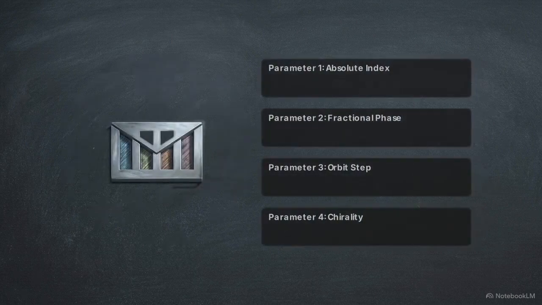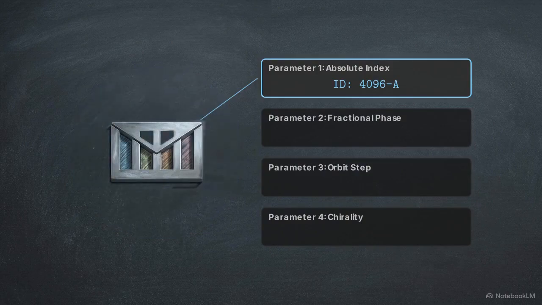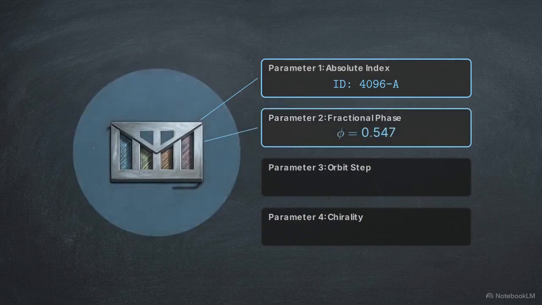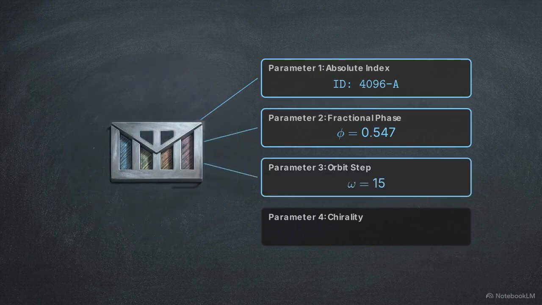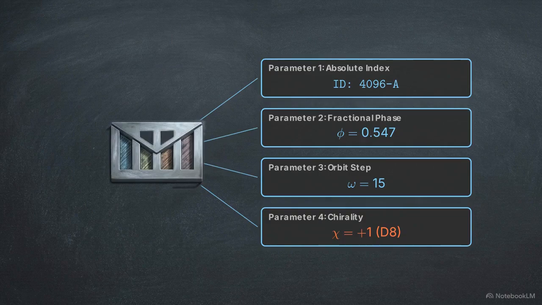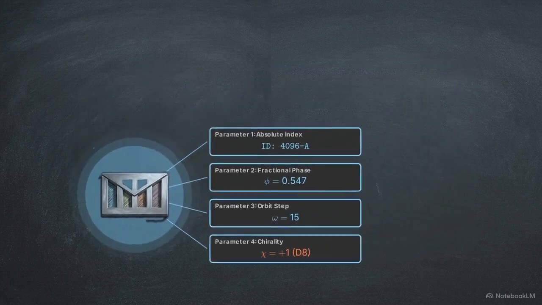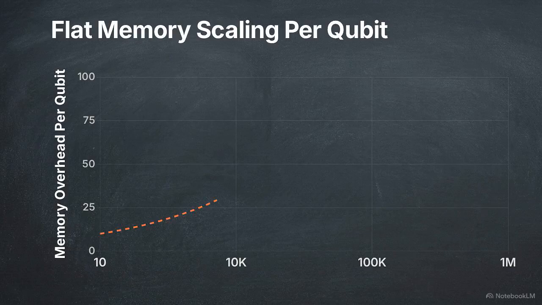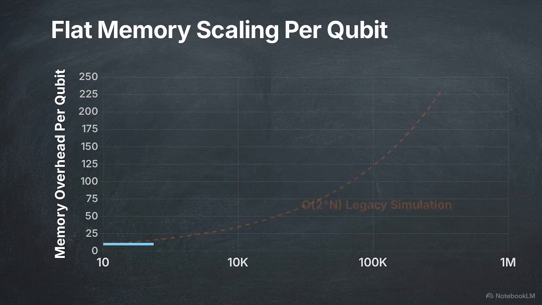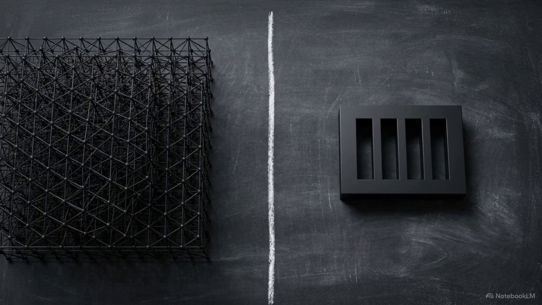These are the absolute index, its coordinate in the macro topology, and the fractional phase on the torus. The third parameter is the orbit step, the winding integer defining the depth of the Mobius cover. Finally, chirality is a simple binary indicator of positive or negative 1, denoting whether the state is classical or superpositional. Because the state is a definitive geometric coordinate rather than a probability matrix, the bandwidth and memory overhead per qubit remains flat. Replacing continuous probability matrices with discrete topological envelopes allows memory complexity to drop from O(2^n) to O(n).